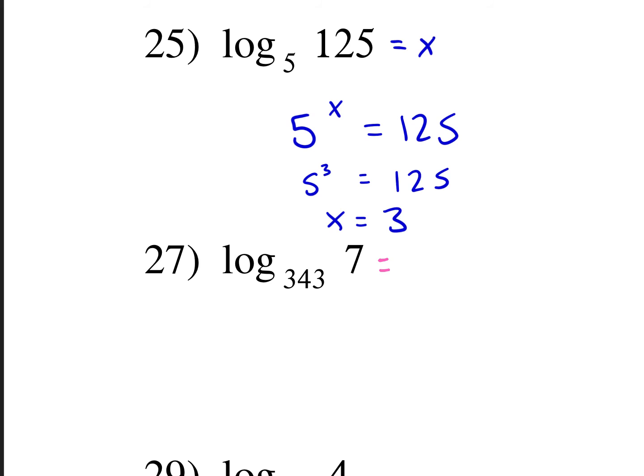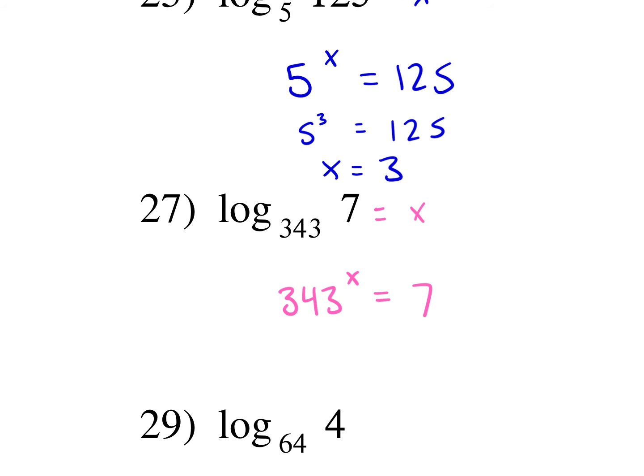Right, 27. So my base is what? 343. So 343 to the power of x is equal to 7. So here my number gets smaller. So what do I know about the exponent? It has to be a fraction. So 343 to what power is 7? Remember, it has to be a fraction. It's 1 over 3. So it'd be 343 to the power of 1 over 3 is 7. So x is equal to 1 over 3.